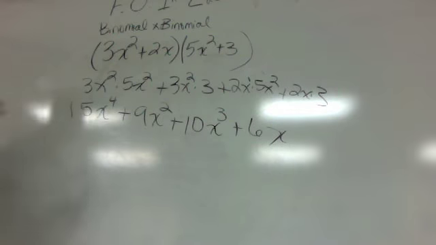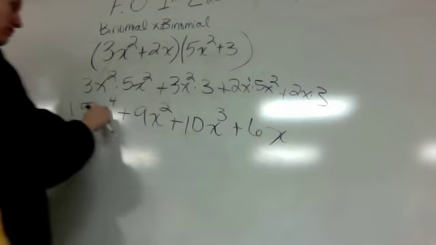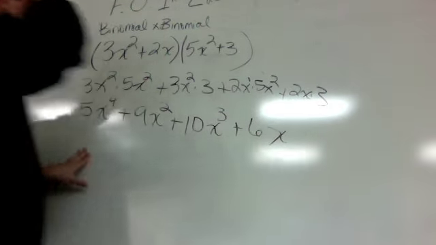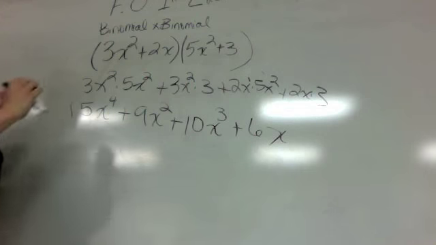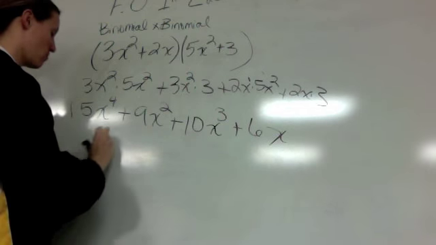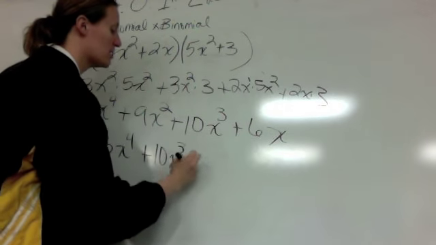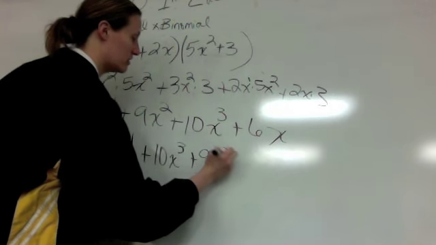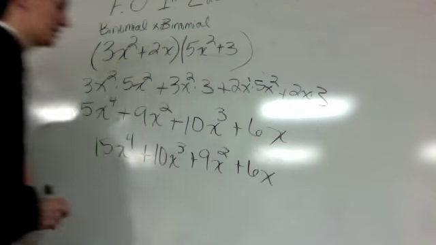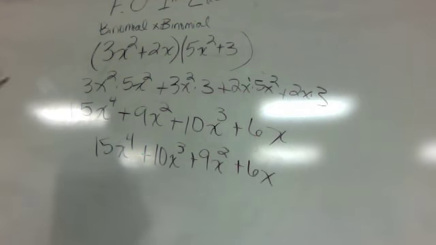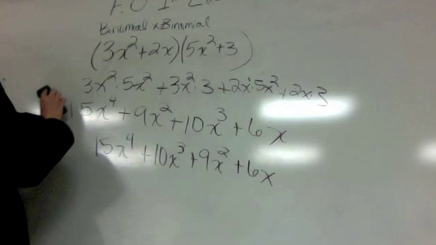Now I'm going to look to see if I have any like terms. I actually do not. I have a 4, 3, 2, and then 1, so I have no like terms, but I do need to rewrite this so that it is in standard form. Because I need the 3rd to go here and the squared to go here in order to be in standard form. And so that would be my answer there.